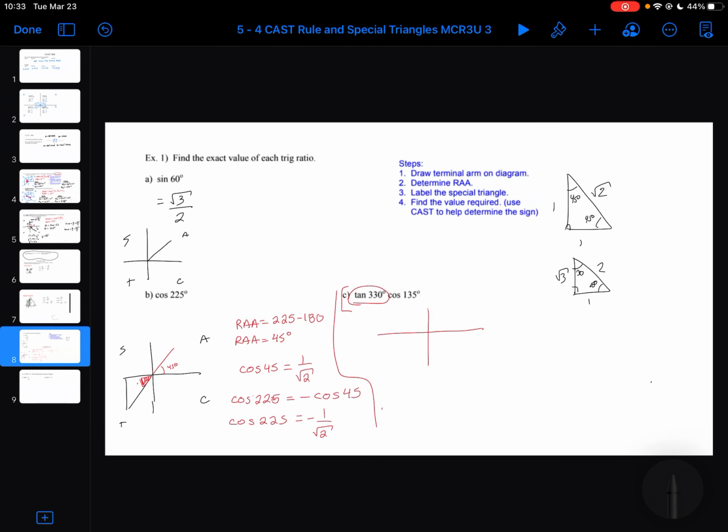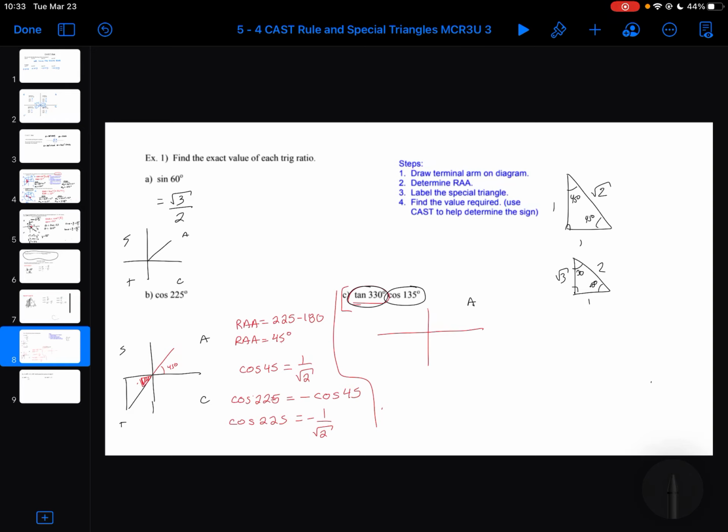This video goes over the last few examples that we didn't get to today. So here in example C, we need to find a value for the tan of 330, and we also have to find a value for the cos of 135. So I'm going to start with tan 330.